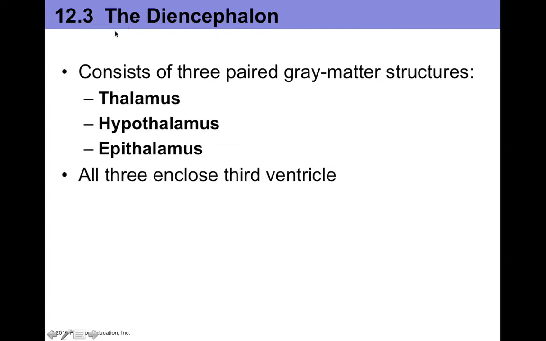So in this video, we're gonna get away from the cerebral hemispheres and look deeper at the diencephalon. The diencephalon is made of three paired gray matter structures. We have the thalamus, hypothalamus, and epithalamus, and all three enclose and surround the third ventricle.